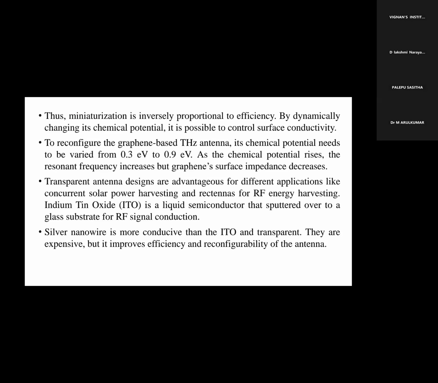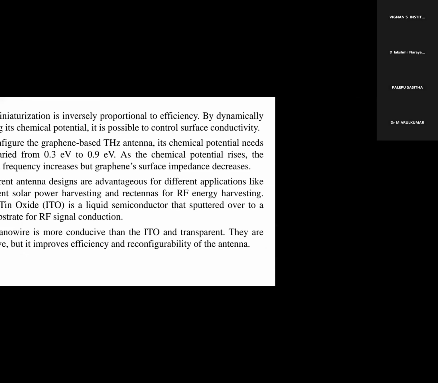Transparent antenna designs are advantageous for different applications like concurrent solar power harvesting and also rectenna antennas for RF energy harvesting. Indium tin oxide is a transparent semiconductor that subsists over a glass surface for RF signal conduction. Silver nanowire is more conductive than ITO and also transparent. They're expensive, but it improves the efficiency and also reconfigurability of the antenna.